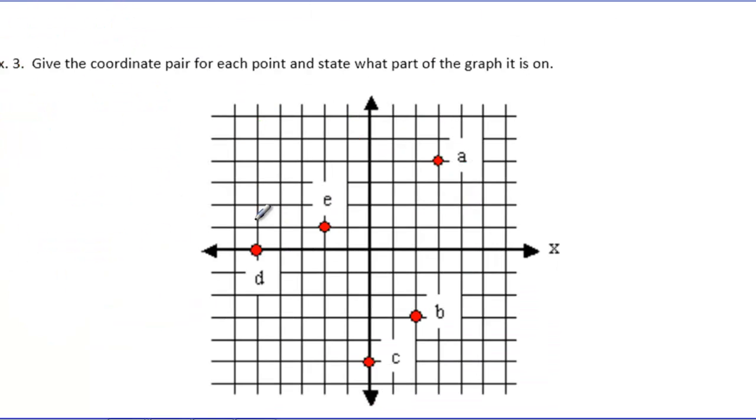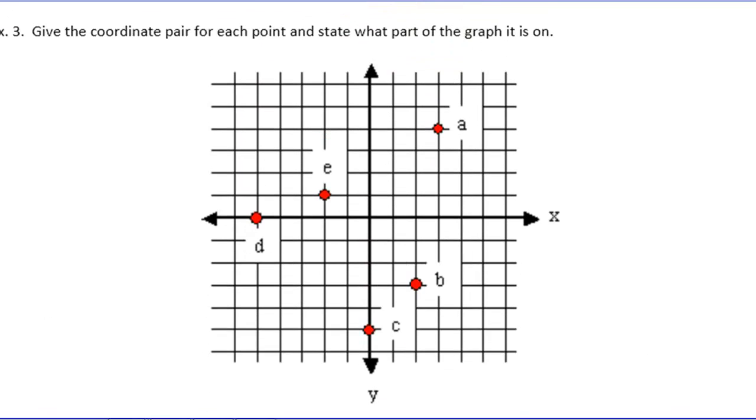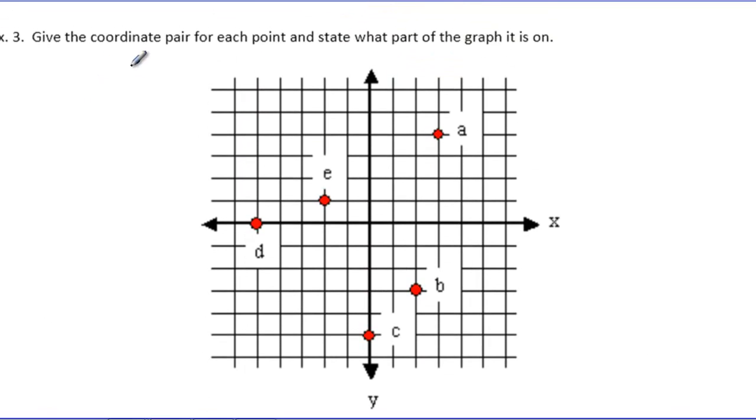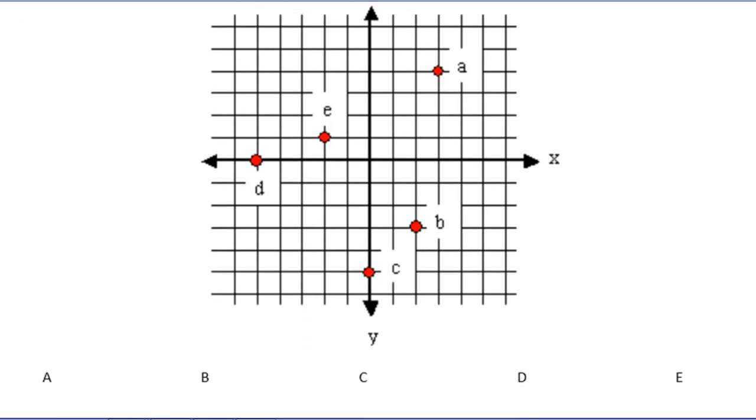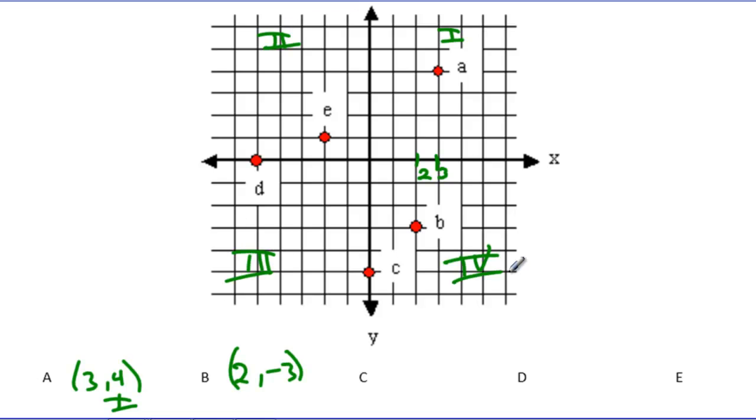Next example here. I can't fit the whole thing on, so let me read it. It says, give the coordinate pair for each point and state what part of the graph it's on. So basically we're combining examples 1 and 2 now. When I look at A from the origin it's 1, 2, 3. This is 3. And then up 1, 2, 3, 4. So that's the point 3, 4. And it's in the first quadrant. B is right here. It's over 2 and down 1, 2, 3. So it's 2, -3. And this is, again, the first, second, third, and fourth. That's in the fourth quadrant.